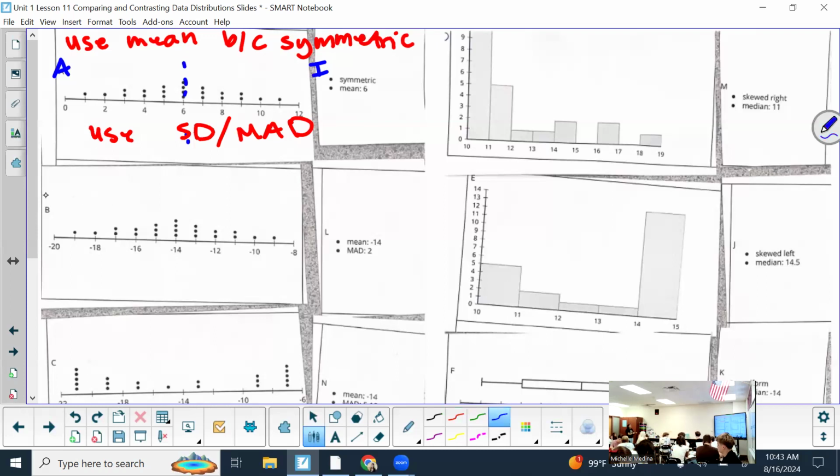Okay. So in data set B, that one should have been matched to description L. Would you say this data is symmetric? When it is symmetric, you will use the mean or median. This needs to be fast recall. I already told you multiple times. Do I use the mean or median when it's symmetric? Mean. When I use the mean to describe it, will I use IQR, standard deviation, or MAD?